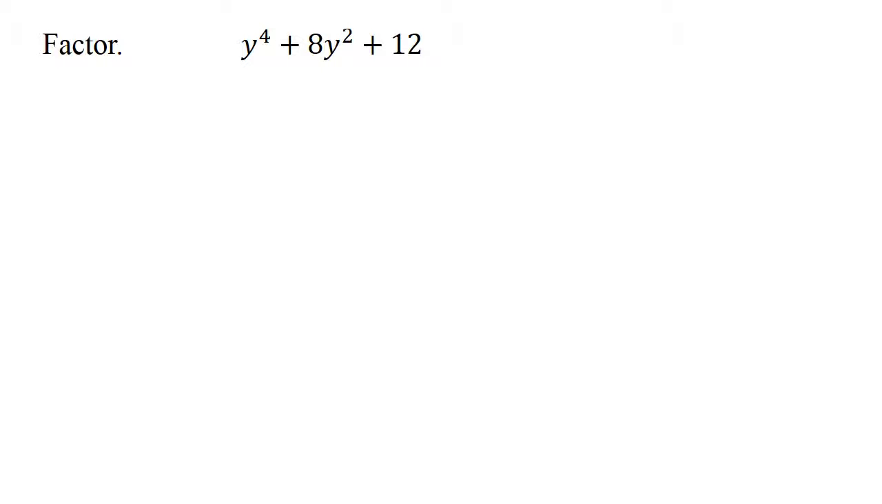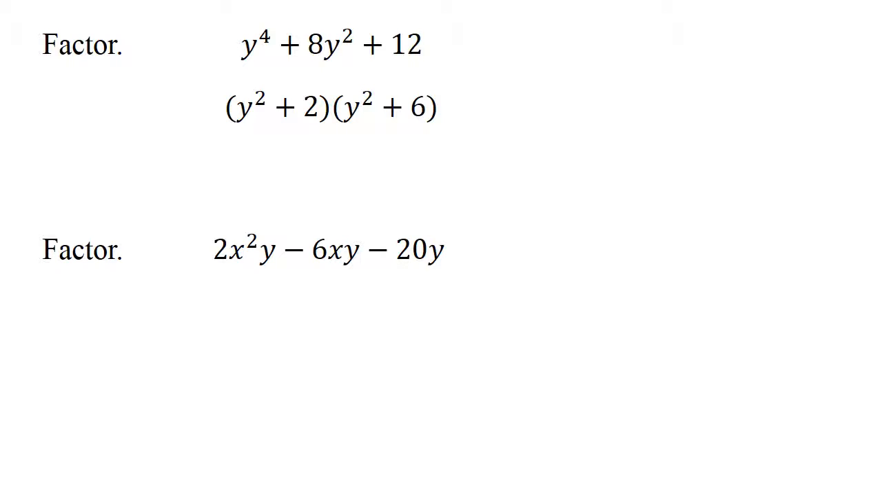whose sum is 8? And the factors of 12 whose sum is 8 is 6 and 2. And they're both the same sign. That's why I'm finding their sum. And they're both positive. That's positive 8. So y squared plus 2 and y squared plus 6. So it's exactly the same factoring as if that had been like x squared plus 8x plus 12. The only difference is, instead of saying x and x, you're saying y squared and y squared. That's the only difference.